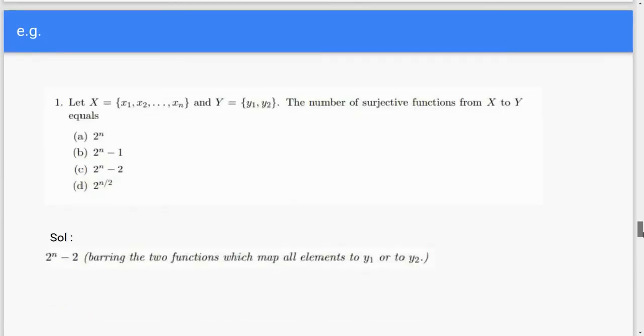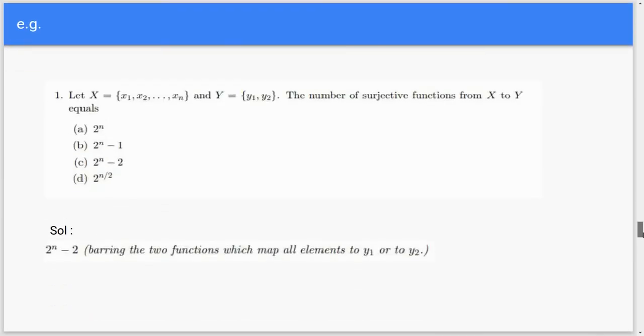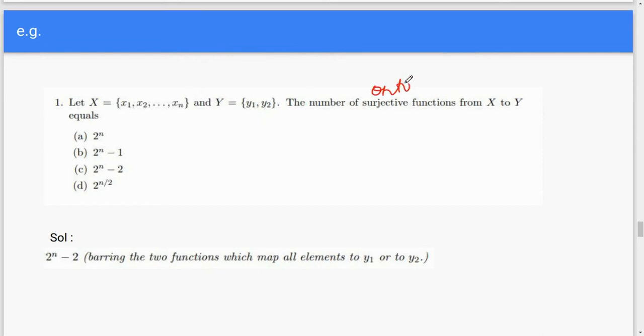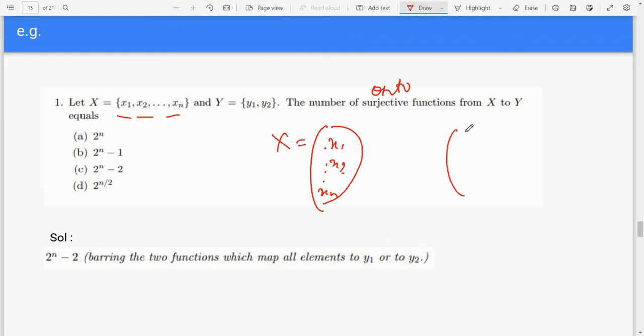So let's say here is a question from, I think, a paper also. Let's discuss how we can do this. Onto is also called surjective. Let X be equal to x1, x2, up to xn. So there are n elements in that particular set, x1, x2, and xn. And let there be a Y. Y has two elements only, y1 and y2.